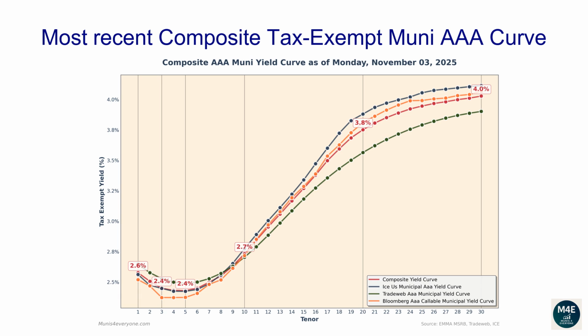The one-year composite tax-exempt yield is 2.58%. The two-year yield is 2.51%. The three-year yield is 2.45%. The 5-year yield is 2.43%. The 10-year yield is 2.73%. The 20-year yield is 3.75%. The 30-year yield is 4.03%.